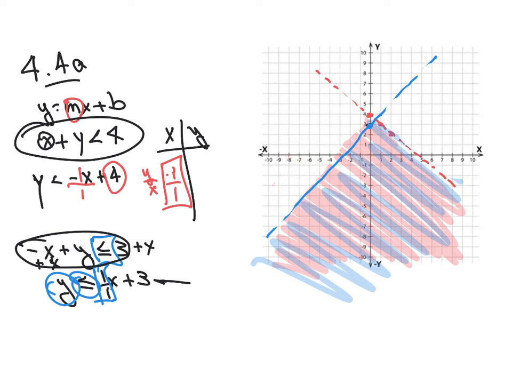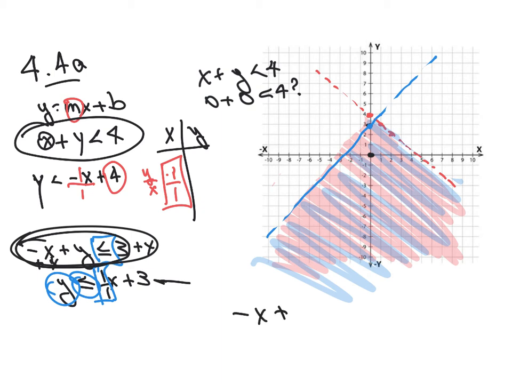And you can test it by picking a point. Let's just pick 0, 0. So if I took our original equation, x plus y is less than 4, is 0 plus 0 less than 4? Yes. Then we take this one.